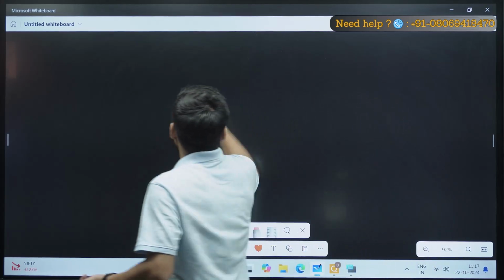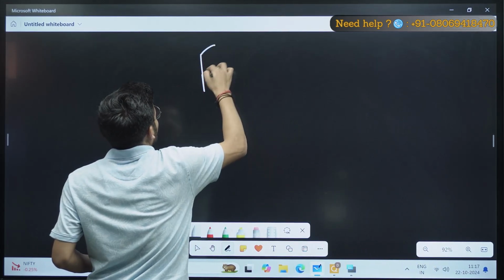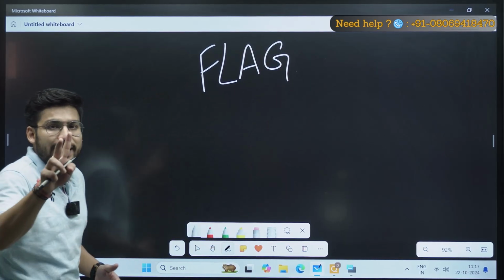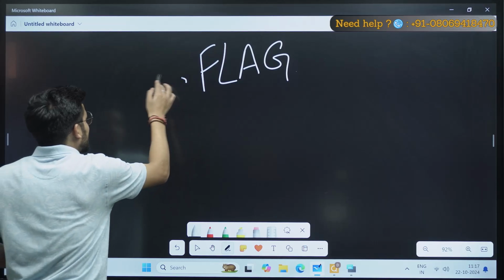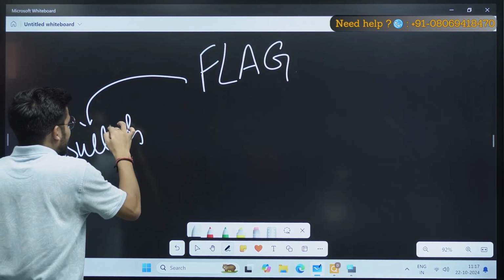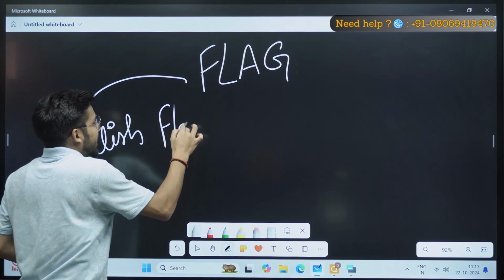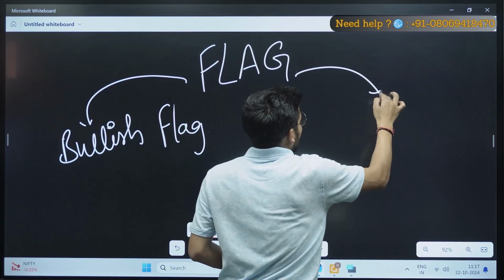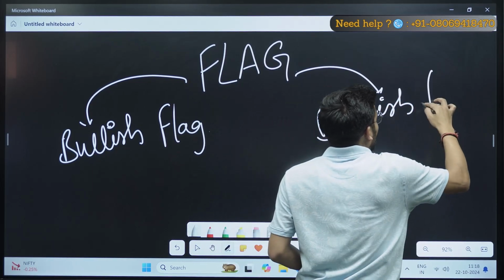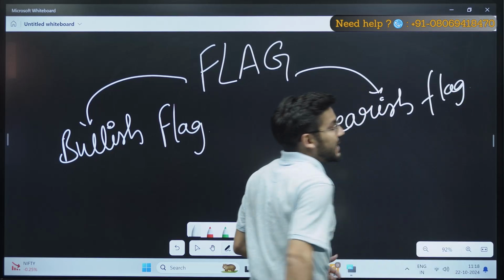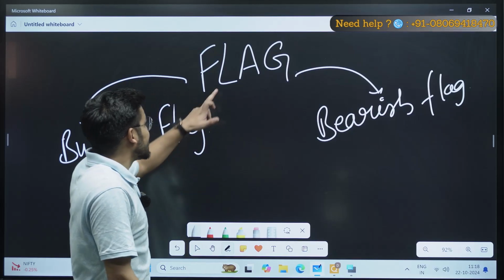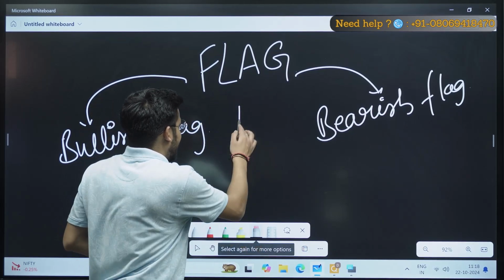So when I am talking about flag patterns, generally you will see there are two kinds of flag patterns. The first one is the bullish flag and the second one is the bearish flag. First I'll tell you how these patterns look, and then we will see them on the application as well.